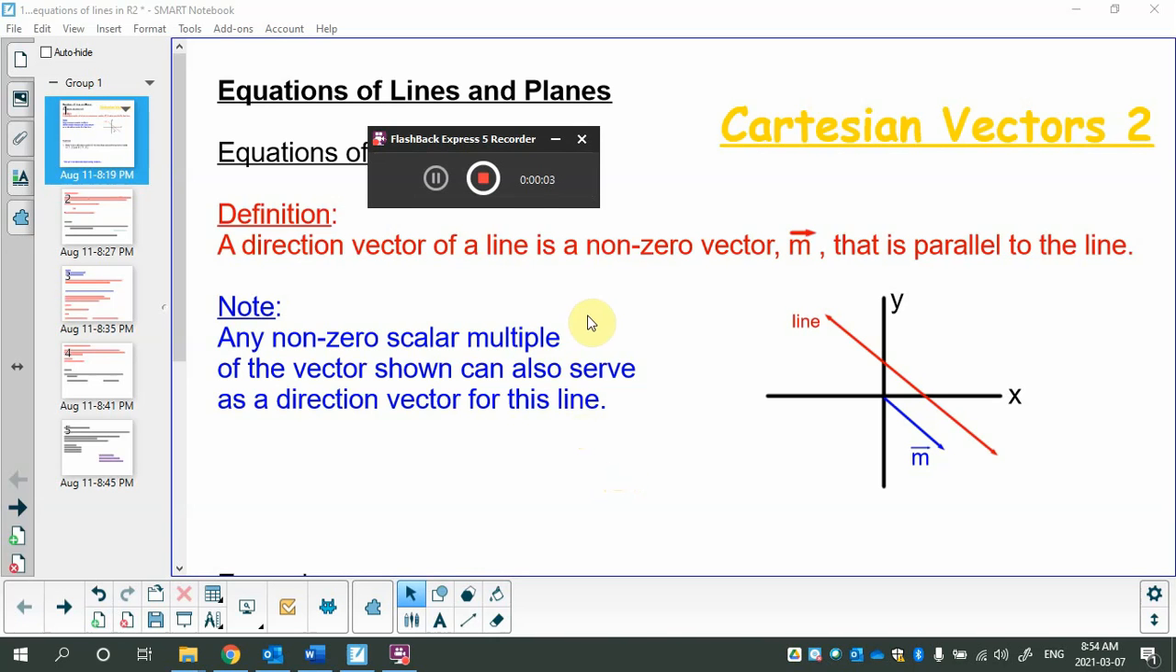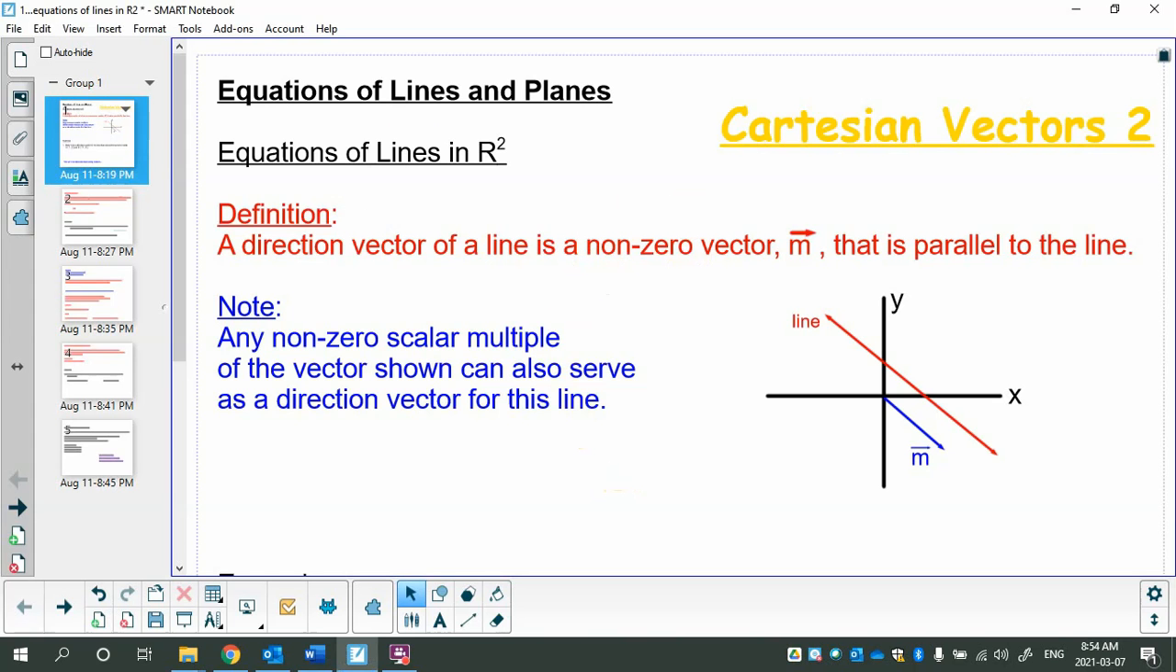Part 2 of Cartesian vectors, which I believe leads us into part 3 of Cartesian vectors. What we're going to do now is make some equations of lines and planes using vectors. And this note is on equations of lines in 2-space.